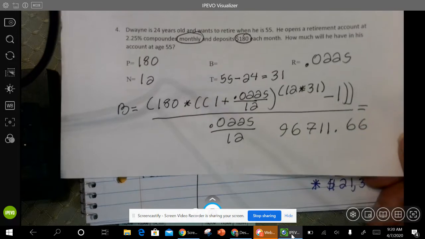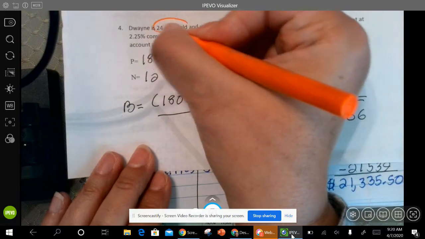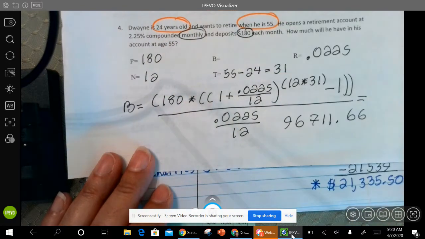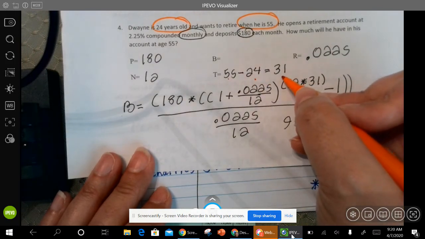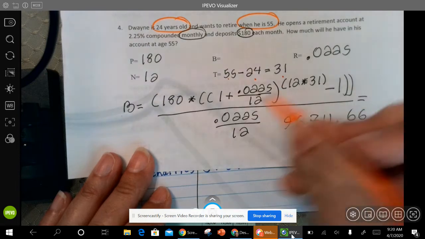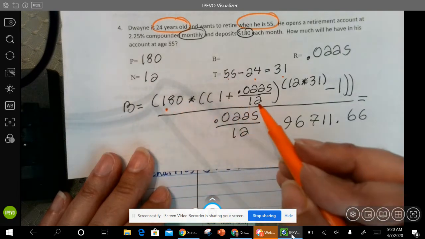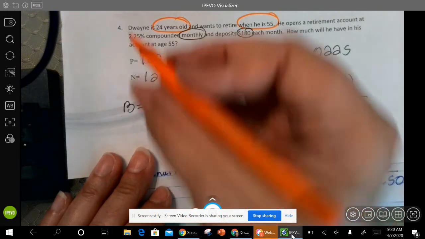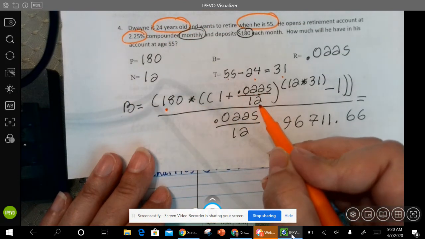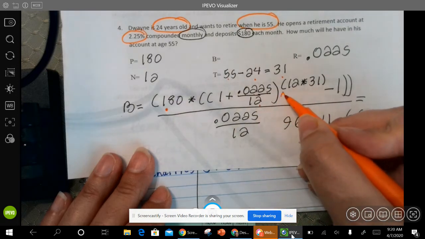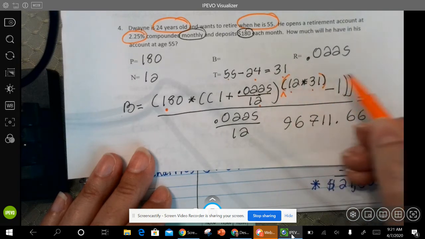Okay, if we had an example where we had to figure out the time, so this one, Dwayne is 24 years old. He wants to retire when he's 55. So 55 minus 24 is going to give us 31. Okay. So he's going to contribute $180 every month. The interest rate is going to be 0.0225 divided by 12. Remember, it's going to be raised to the 12 times 31, so N times T minus 1.